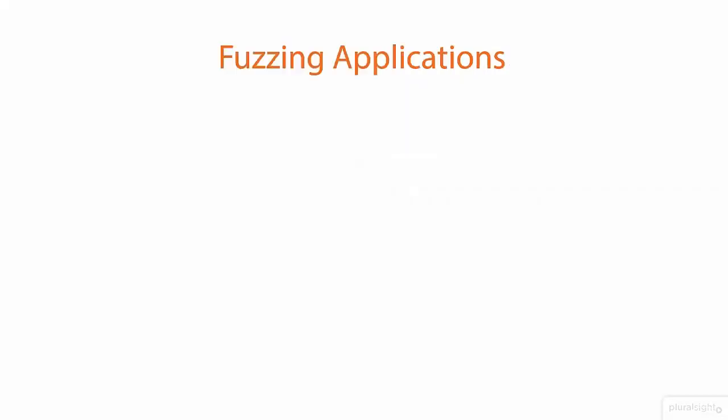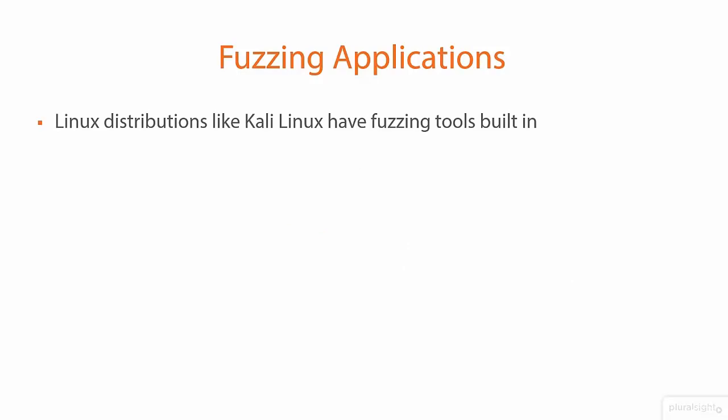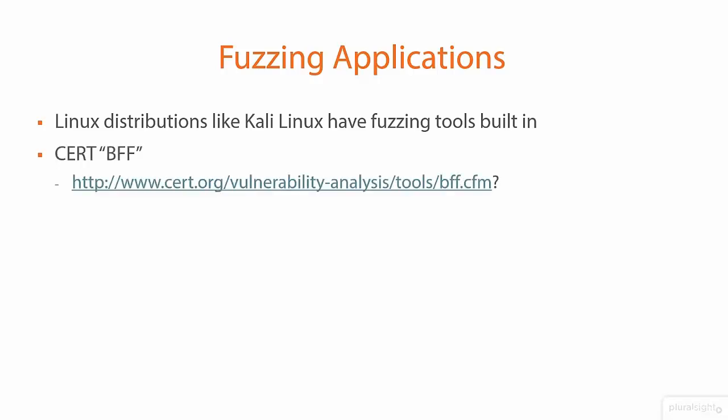So there are a number of fuzzing applications that you should be aware of, and if you want to drill down a little bit more on your own, I'll give you some examples here. Linux distributions like Kali Linux have fuzzing tools built in. There's a lot you can download, standalone tool sets, or some of these Linux distributions have them built in. I'll show you a demonstration of Kali Linux in just a moment, just where the fuzzing tools are located.